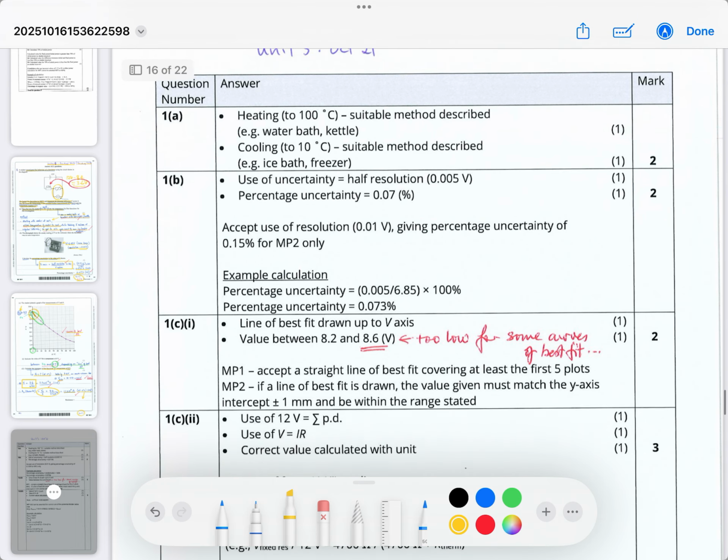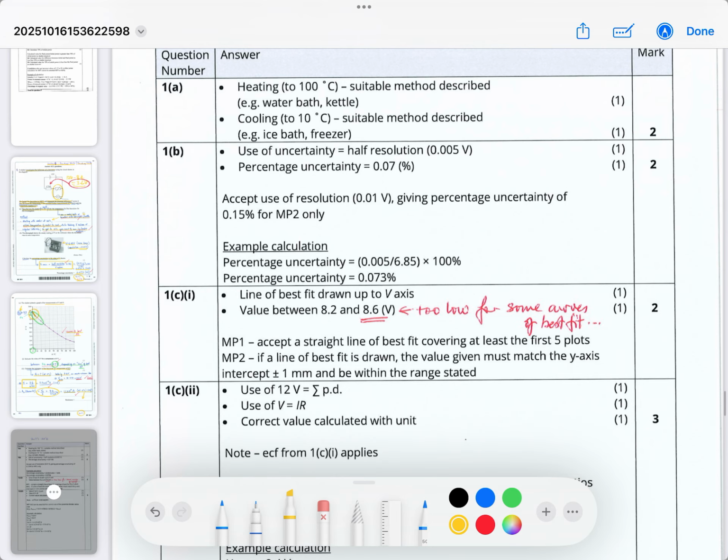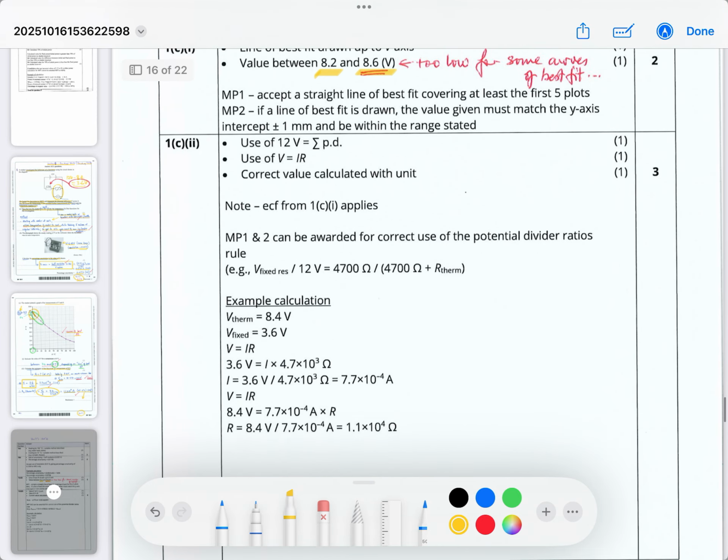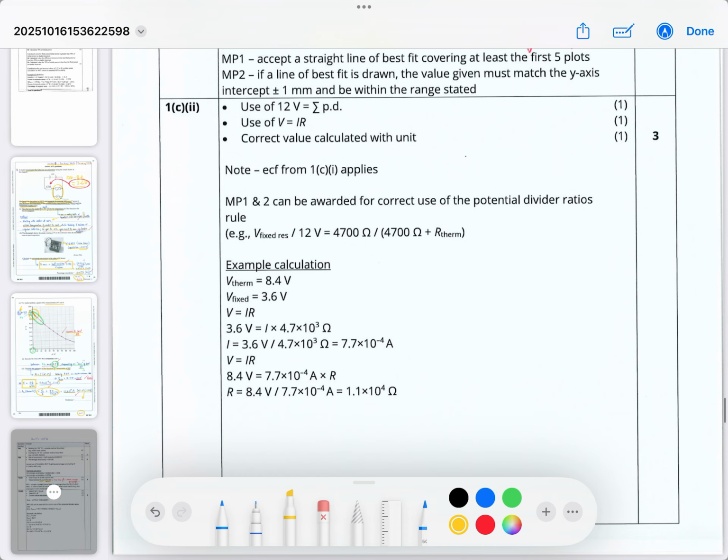So there's the mark scheme. I'll let you stop and have a look at how they did it. I think 8.6 is too low for some curves of best fit. I think you should be able to go higher than that. Why they get 8.2, I don't really know. I would say the minimum should be 8.4. So I would say it should be 8.4 to 8.6, and there is how we worked out the final part that I just went through.